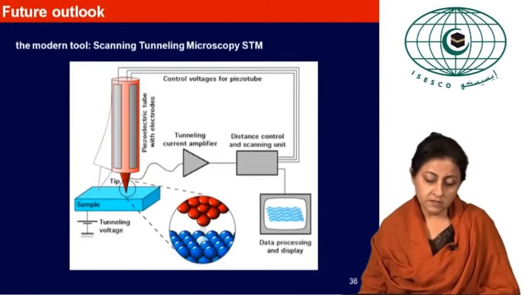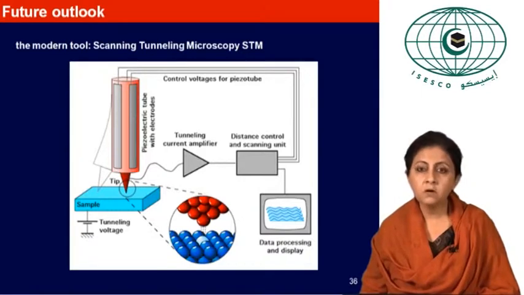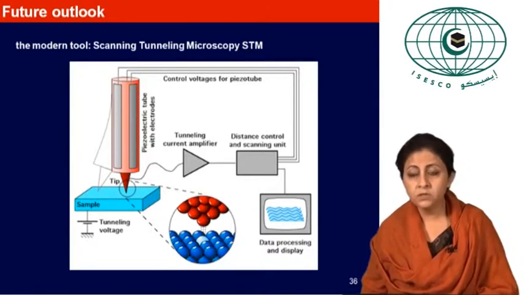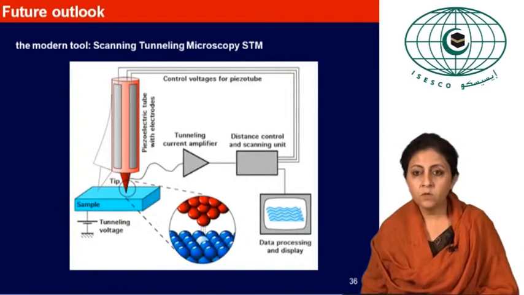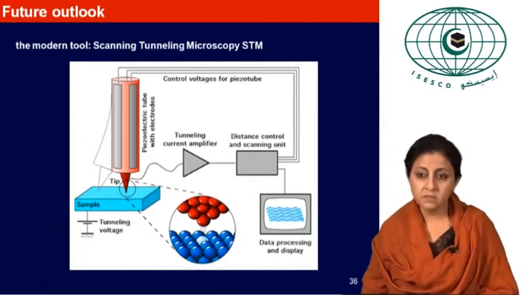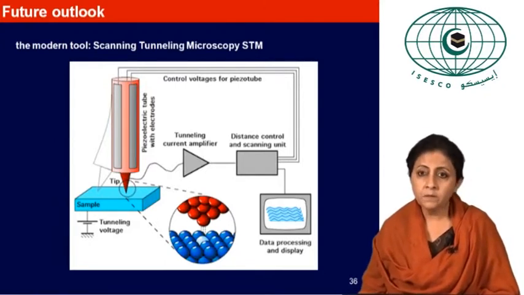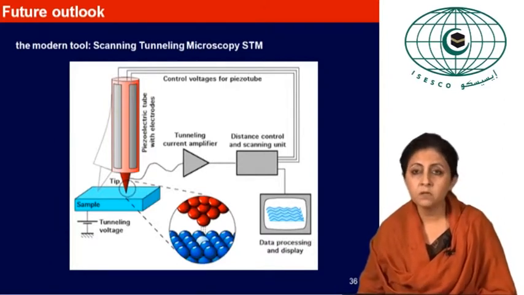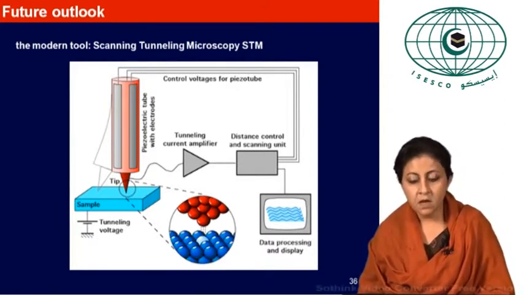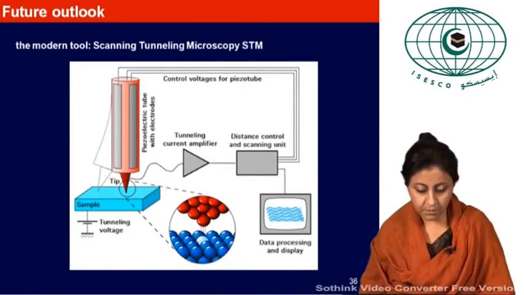So I'll conclude this lecture by giving you a future outlook, a flavor of the hot research topics nowadays, and what to expect in the next 10 years or so from the magnetism research community. Before I go on, I would like to describe one of the most modern tools of condensed matter physics today, which is the scanning tunneling microscope.